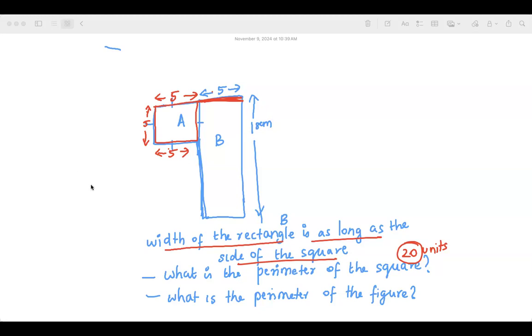Ritu, you want to explain this? Which one again? This one, ma. Perimeter of the figure. I want the perimeter of the figure, which means the entire figure. I have to go around the entire figure, right? Go ahead. You have some answer.